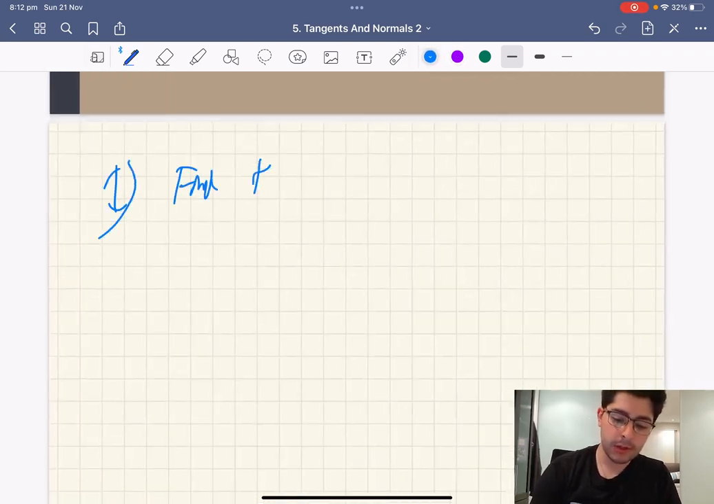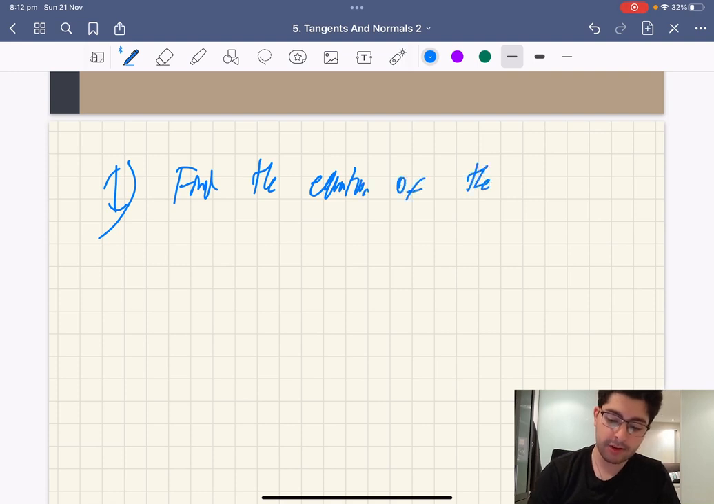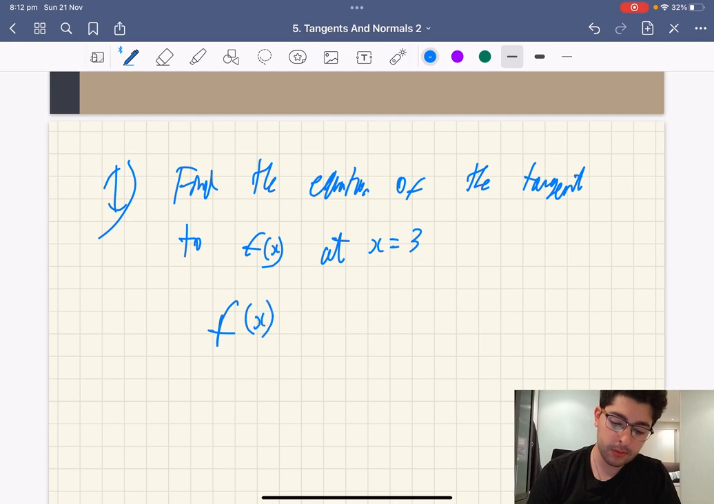Find the equation of the tangent to f of x at x equals 3, where f of x is equal to e to the x minus 3 plus 7.